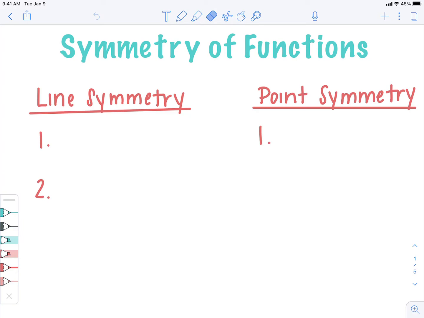So we have two types of line symmetry: y-axis and x-axis symmetry. And then we have one type of point symmetry, which is over the origin. And remember, the origin is that point (0, 0).